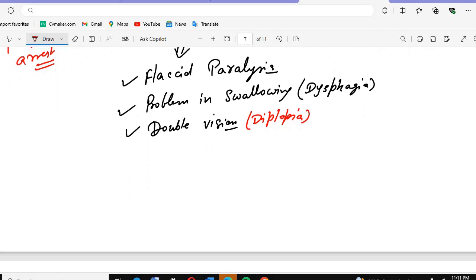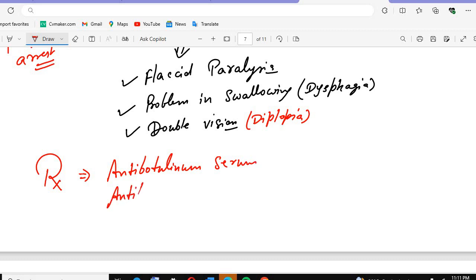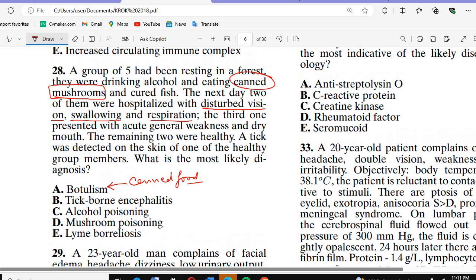Okay, for the treatment also, remember the treatment we will give is the anti-botulinum serum, or we can give antibiotics. Which antibiotic can be given? That is streptomycin. So streptomycin would be given. Anti-botulinum serum and the antibiotic streptomycin. The same is written in the question.